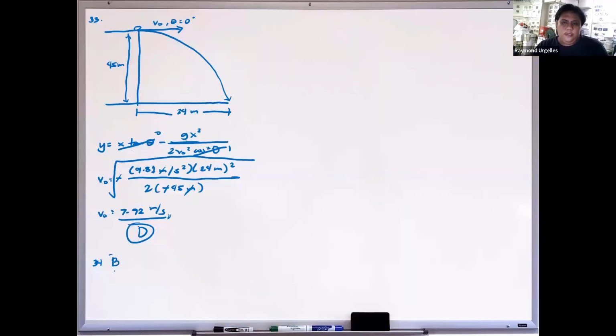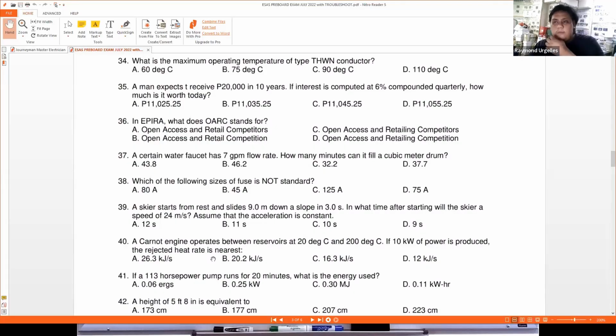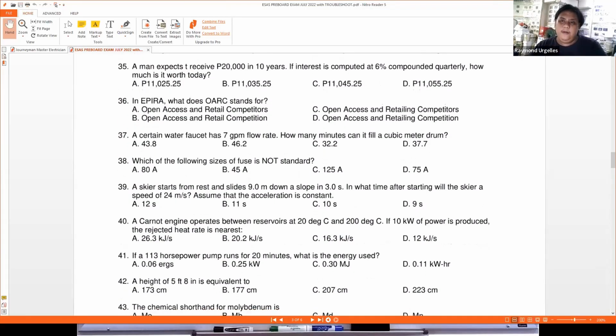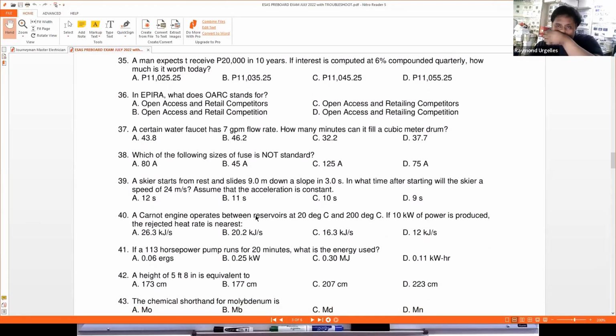Okay? So next. You can also find that in the PEC, by the way. Although I didn't include the reference, because we will read that in the shortcut. So next, number 35. A man expects to receive 20,000 pesos in 10 years if interest is computed at 6% compounded quarterly. How much is it worth today?